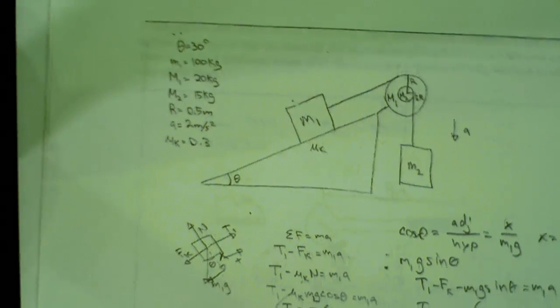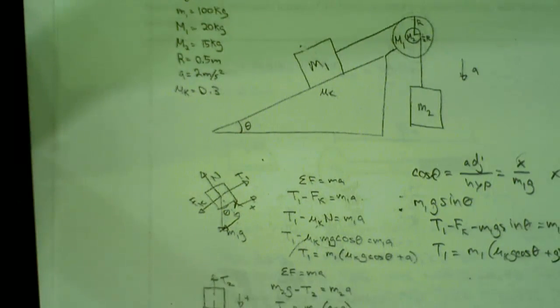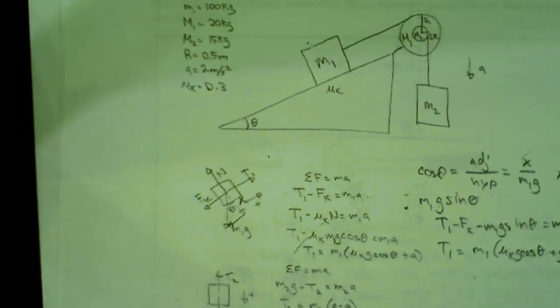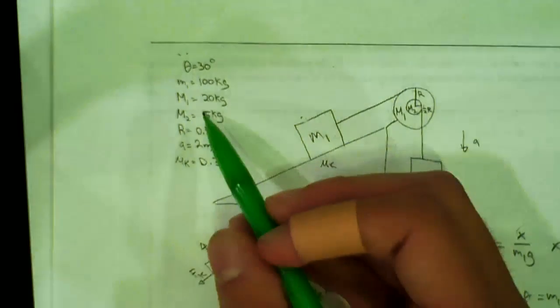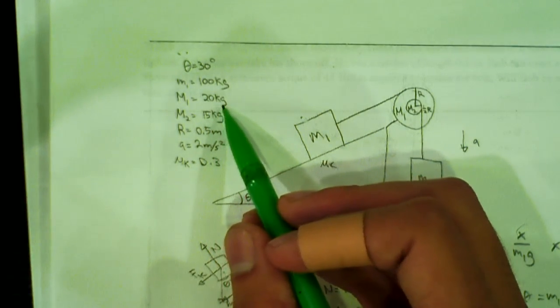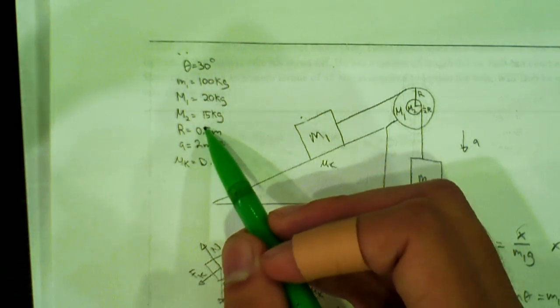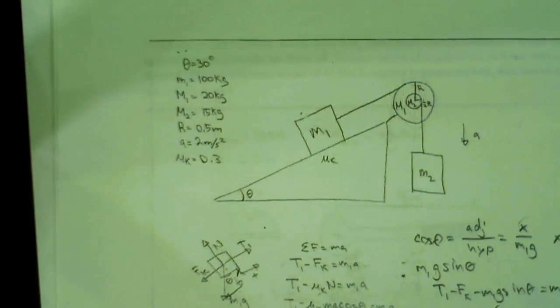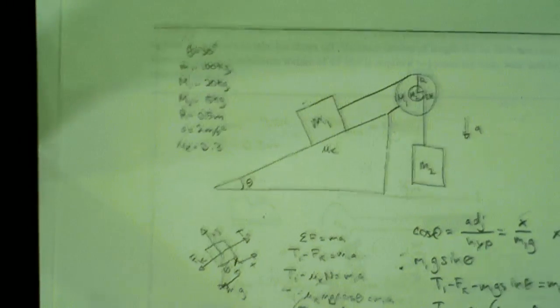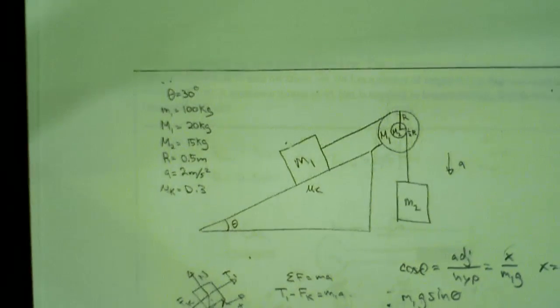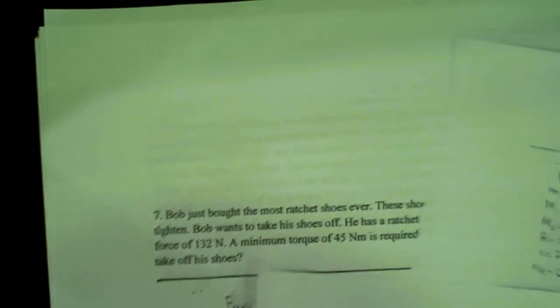All right. The radius, I think, is 0.5 meters. Any other questions on this? They're given. So the large pulley has a mass of 20 kilograms, and the small pulley has a mass of 15 kilograms. Yeah. All right. Any other questions on this problem? All right. So we'll move on to the next one.